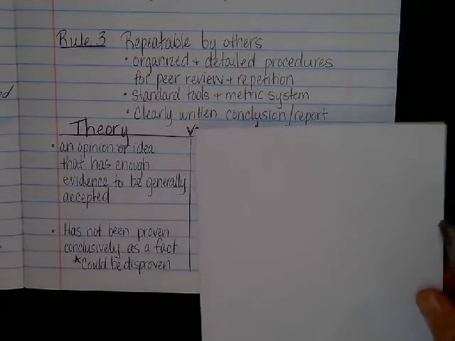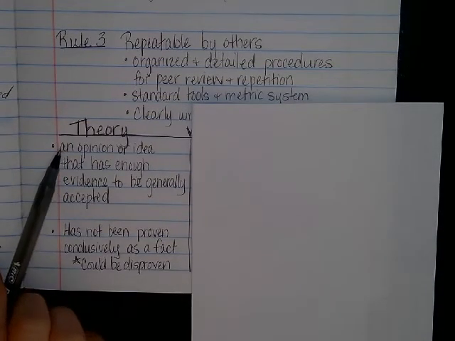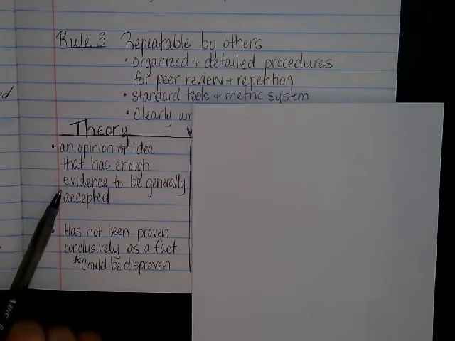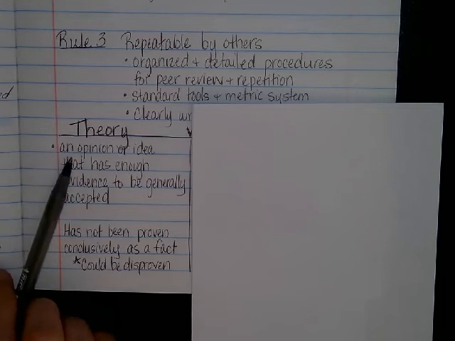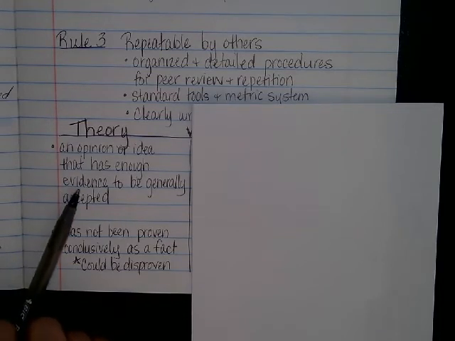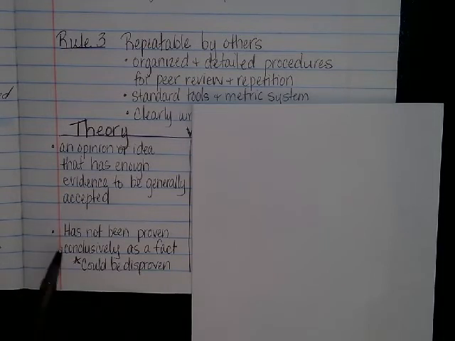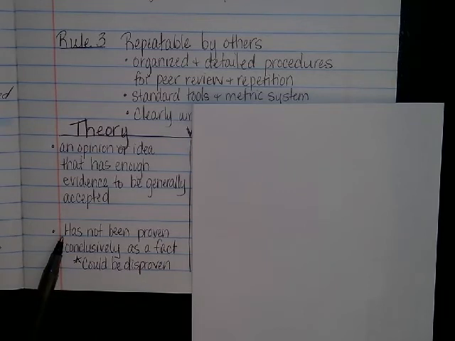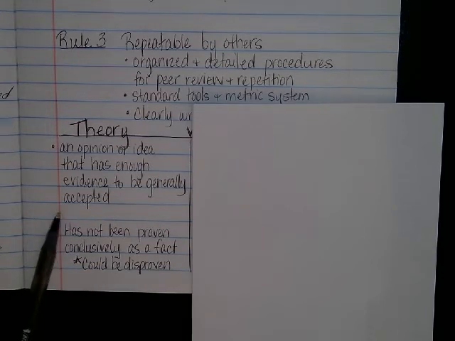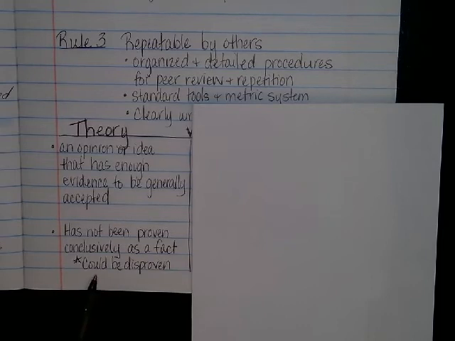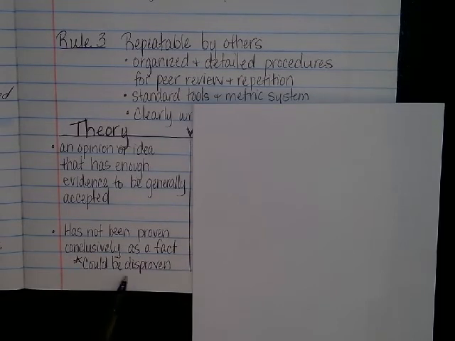So a theory is an opinion or idea, but it has enough evidence to be generally accepted, meaning it is an opinion or an idea, but there's enough proof that most people believe that it is true. Okay? The key to that is that a theory has not been proven conclusively as a fact. They think it's probably true, it has a lot of solid evidence, but we do not know that it is a fact. So there's always the possibility that the theory could still be disproven, even though it has a lot of evidence.